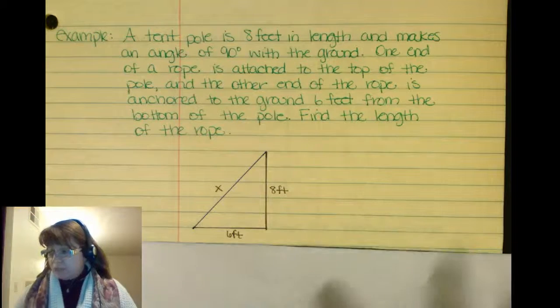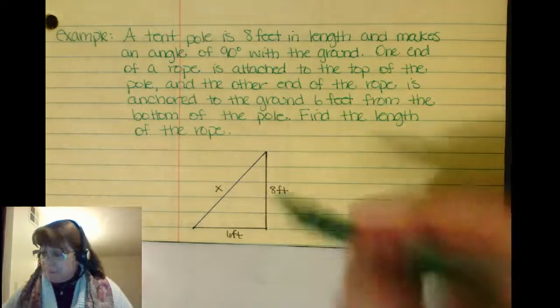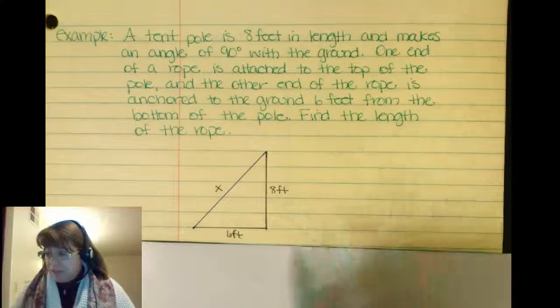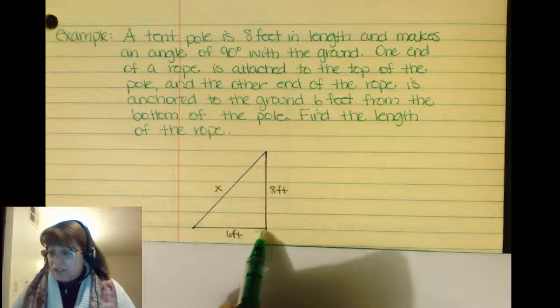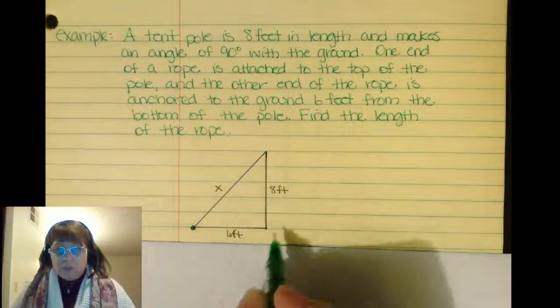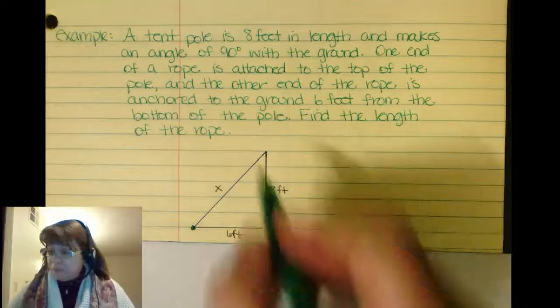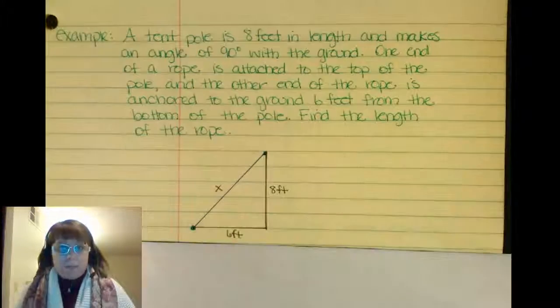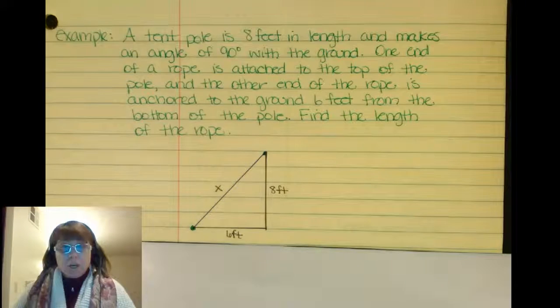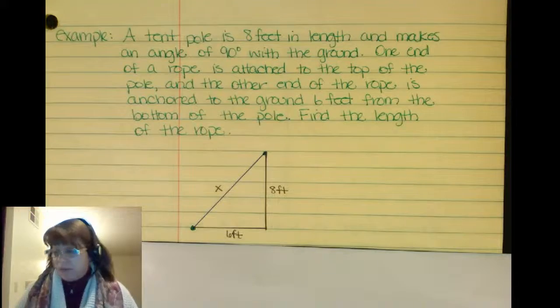So here's our picture. Here's our pole, our tent pole, and that's 8 feet high. And here's our ground, and the rope is tethered 6 feet away from the bottom of the pole, and it is also attached to the top of the pole. What will be the length of that rope? Perfect example for the Pythagorean theorem.